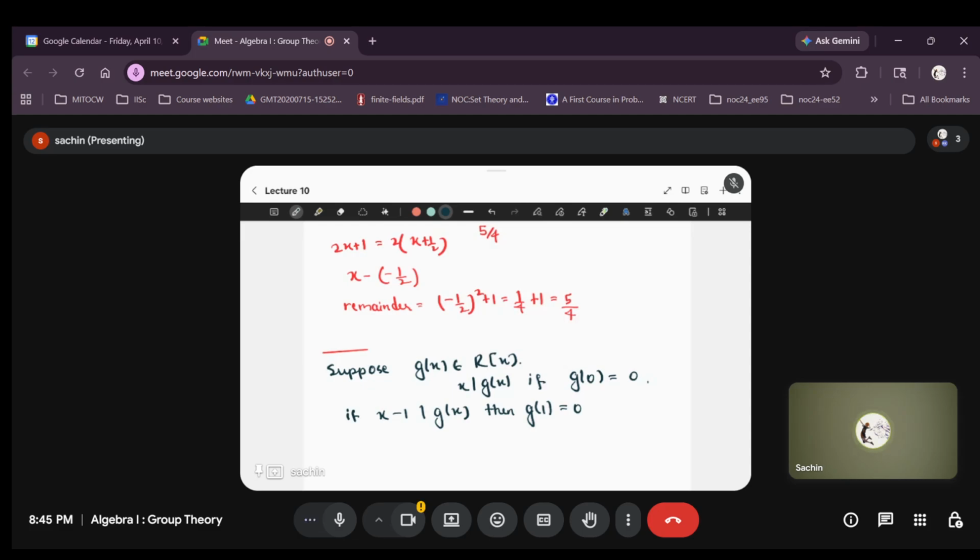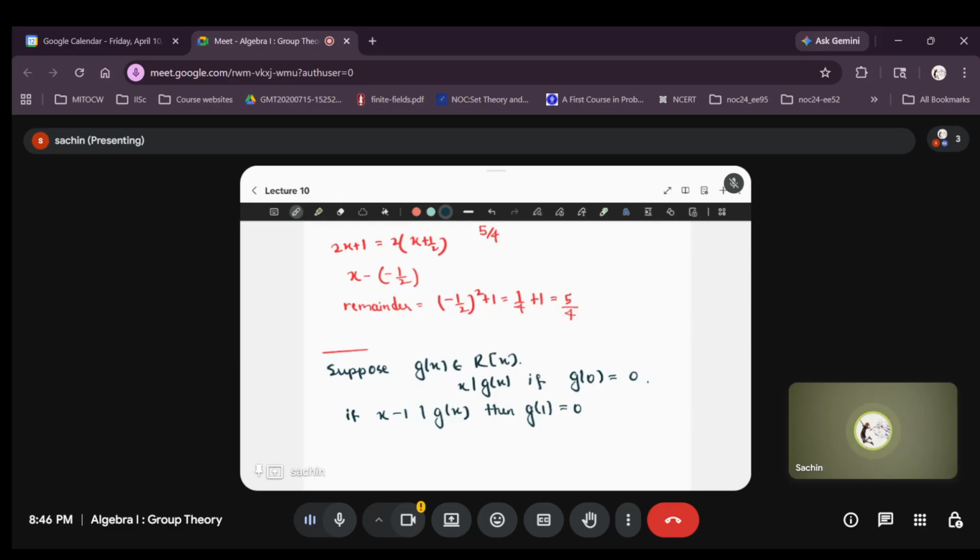An irreducible polynomial does not have any factor other than one and multiples of itself. In integers, you have prime numbers, so the factors are one and the prime number itself. But here, since these are polynomials, if you multiply by a unit, then we don't differentiate between those two polynomials. So that will also be a factor, but we don't consider it as a separate factor.